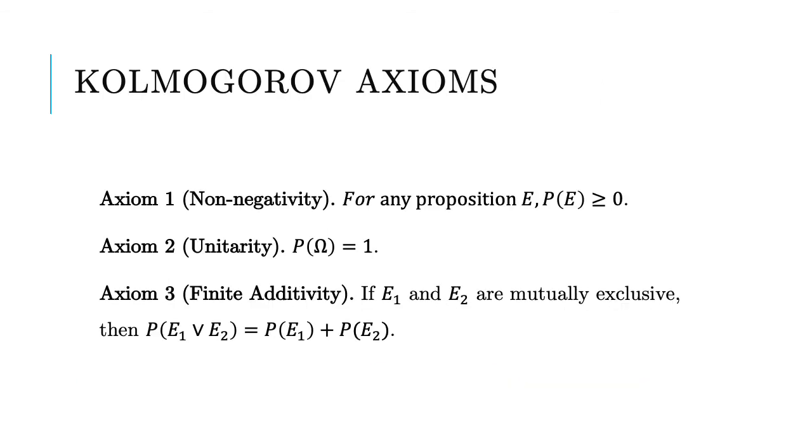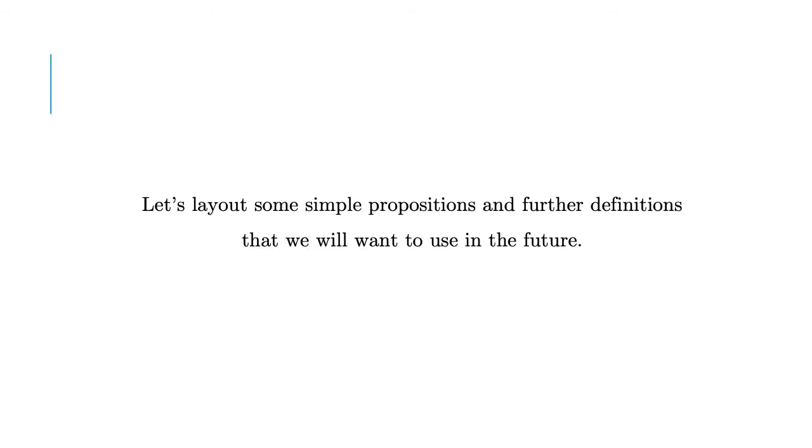Good. So we have in hand now the axioms for probability theory. These three simple postulates provide us with the rest of the machinery that we employ for our most effective inductive logic. Let's move on then to lay out some simple propositions, some implications of those axioms, and a few further definitions that we'll want to use in the future.